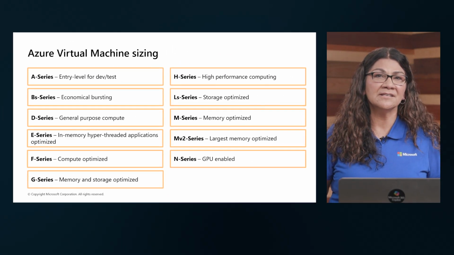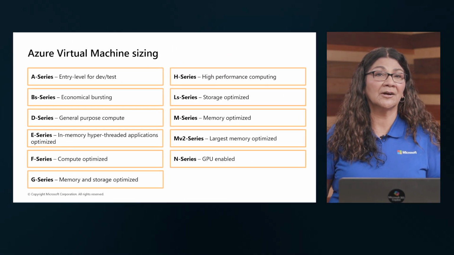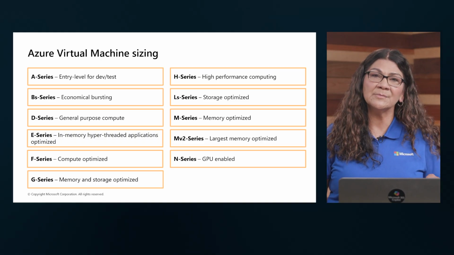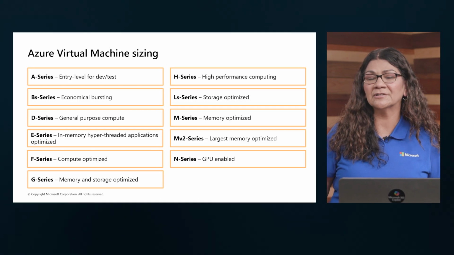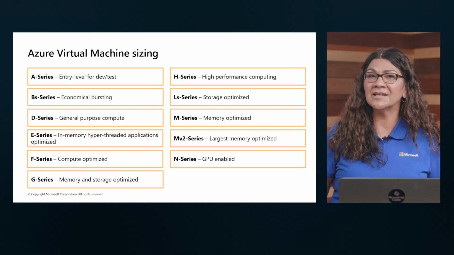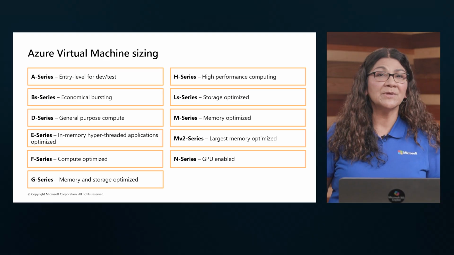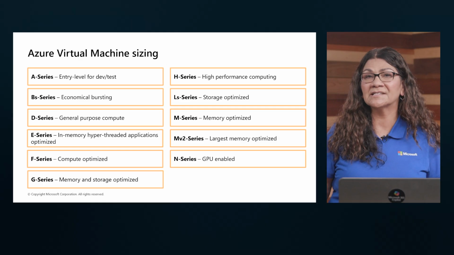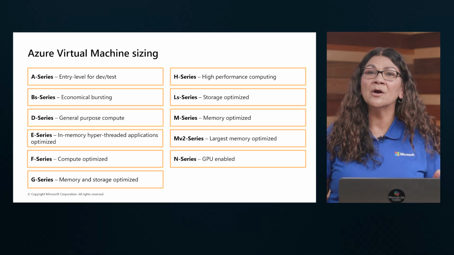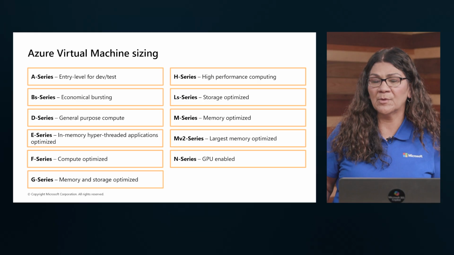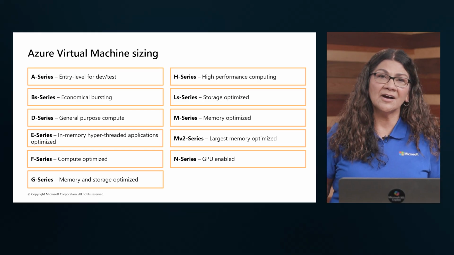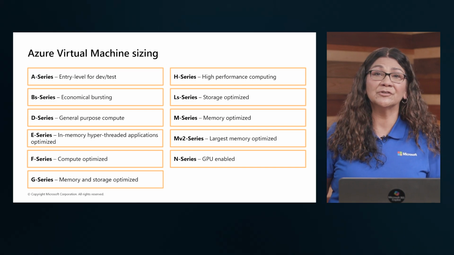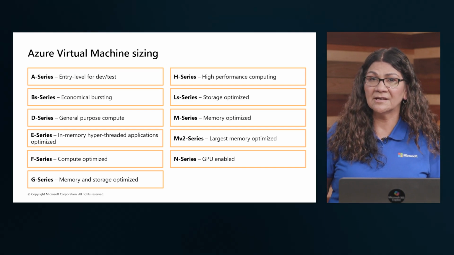Let's break down this information a little bit more about our Azure Virtual Machine series shown here. The A-series VMs are entry-level and economical. They're suitable for development and testing environments. The B-series VMs are burstable and ideal for workloads that experience periods of low activity with occasional bursts of performance. The D-series offers a balanced CPU to memory ratio and is suitable for general-purpose applications.